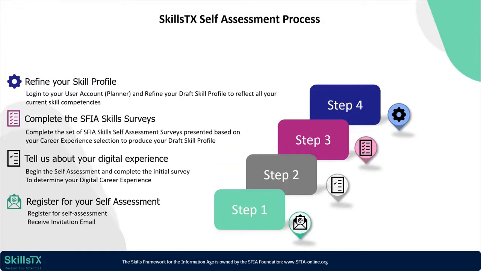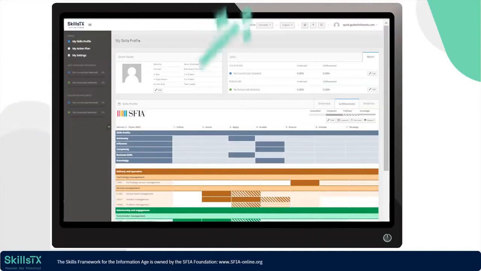Step 4. Refine your skill profile. And this is where the magic happens. When you access your SkillsTX Planner account, you can review and refine the skill profile generated from the surveys. So go ahead and make changes to match all your current skill competencies. The more detailed you are, the better job matches you'll get.